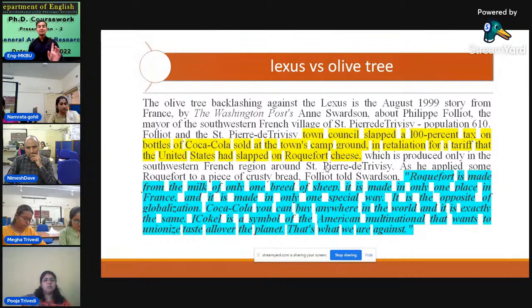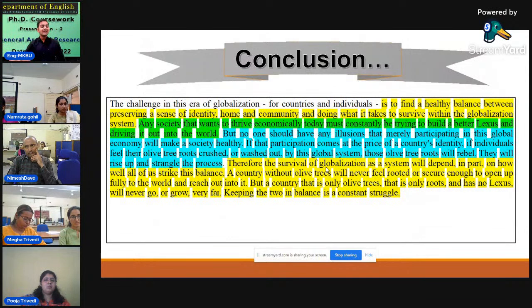So in conclusion, I would like to say that the challenge in this era of globalization, for countries as well as individuals, is to find a healthy balance between preserving a sense of identity, home and community, and doing what it takes to survive within the globalization system. Any society that wants to thrive economically today must constantly be trying to build a better Lexus and driving it into the world. But no one should have any illusion that merely participating in the global economy will make their society healthy.